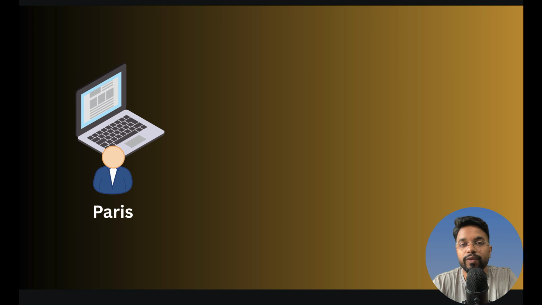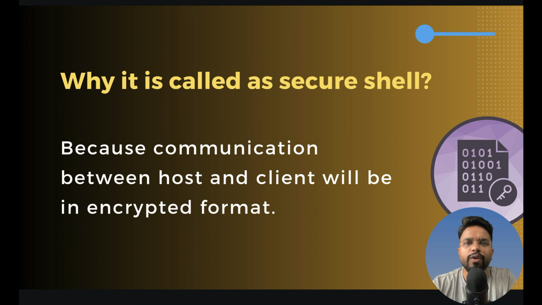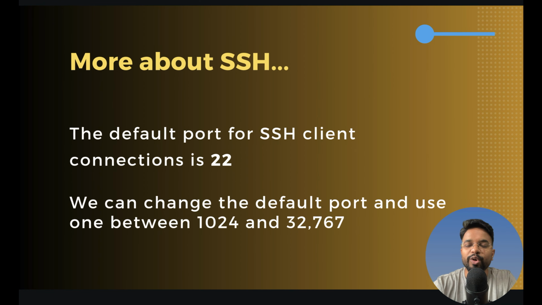So, what is SSH? It is a protocol to safely connect to another computer over the internet. Basically, to access a remote server, we can use SSH. And why is it called Secure Shell? Because the communication between the host and the client is in encrypted format, so security is there even when you are accessing the remote server over the internet. Some more information about SSH: the default port for the SSH client is 22. However, you can change it to enhance security, for example by using a custom port between 1024 and 32767.